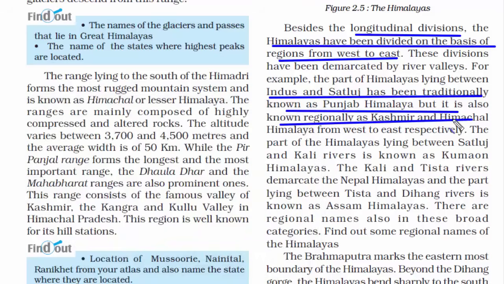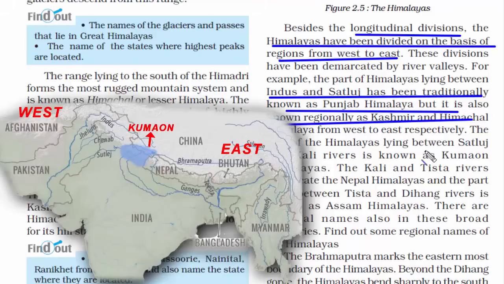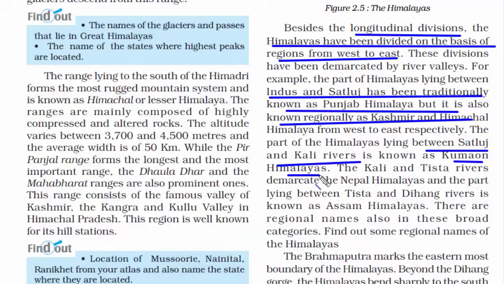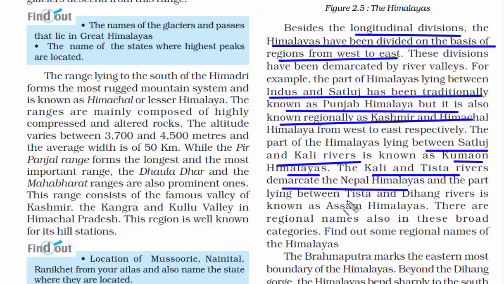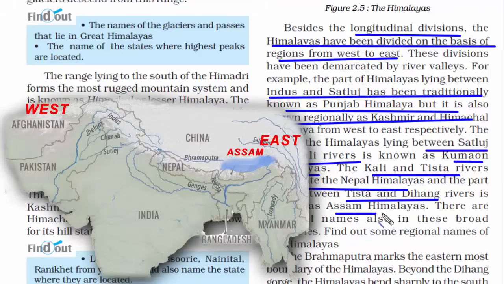And then as you move towards the right hand side, in between Satluj river and Kali river, this place is called Kumaon Himalayas. And as you go further towards the right hand side, the Kali and Tista rivers demarcate the Nepal Himalayas. And then there is another part which lies in between Tista and Dihang rivers. This part is known as Assam Himalayas.